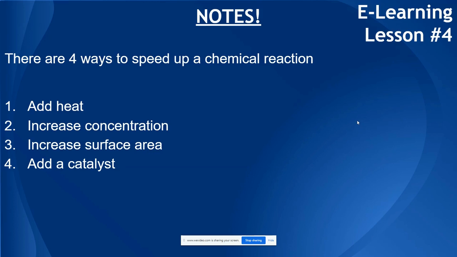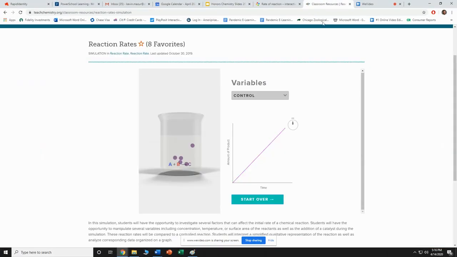All right. So for your homework today, I have your own little simulation over here, and I would suggest starting with control. You're going to have A particles in blue, B particles in red, and your finished product is going to be C. If I push start over and I push run reaction, I got the A in blue, the B in red. There's no finished product C because we haven't started yet. When I push run, they're going to interact with each other, and they're going to slowly become C particles.